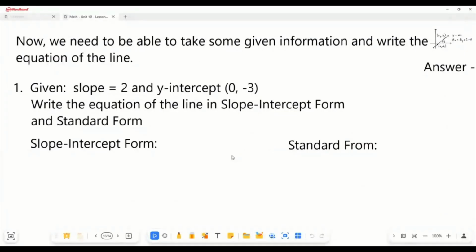Today we are going to be writing the equations of lines, taking given information and writing slope-intercept form and standard form of the equation of the line. The first thing that you have to remember is, put this in red.